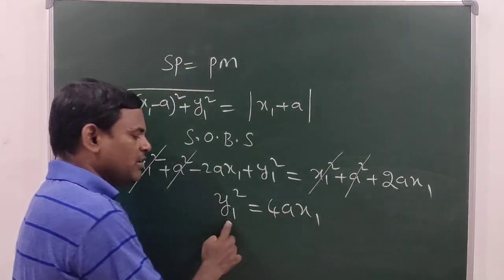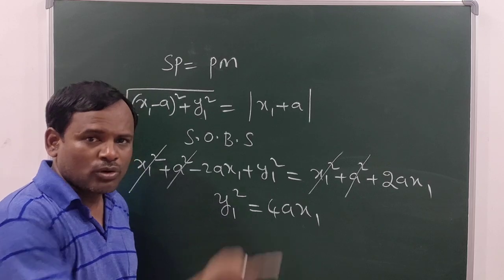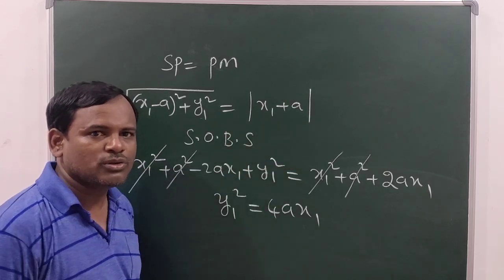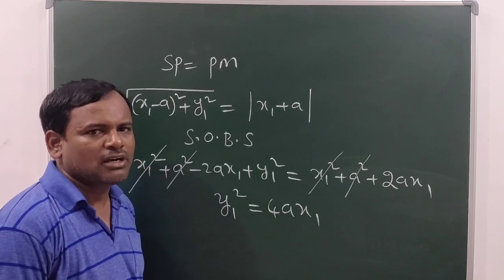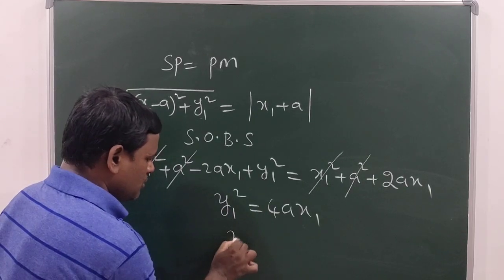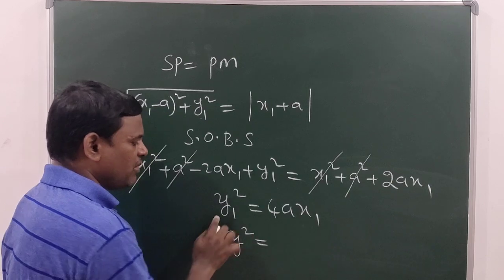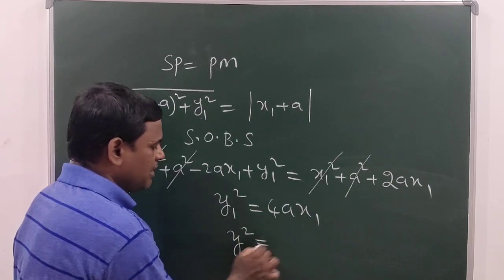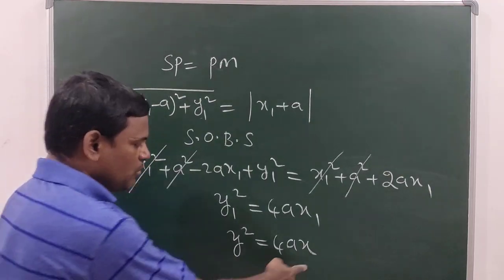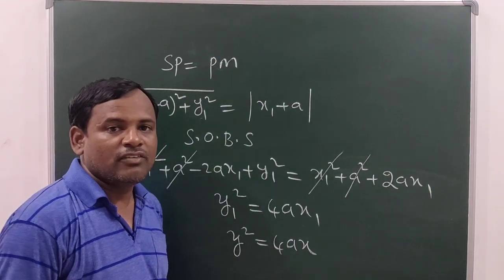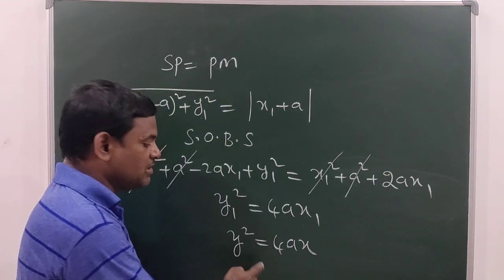So here (x1, y1) is a locus point. It is taken on the locus. In the final step, replace this (x1, y1) by (x, y). So on replacing (x1, y1) by (x, y), we get y square equal to 4ax. So this is known as the standard form of the parabola equation.